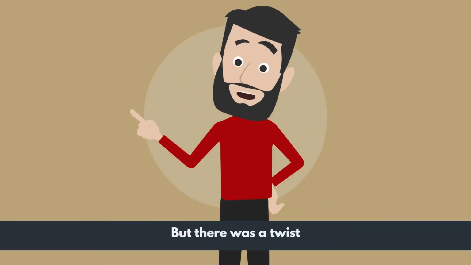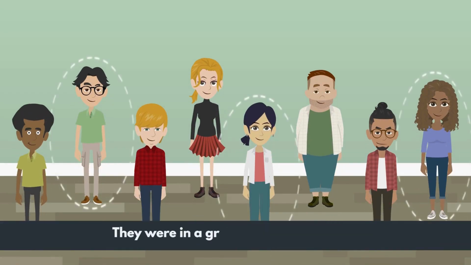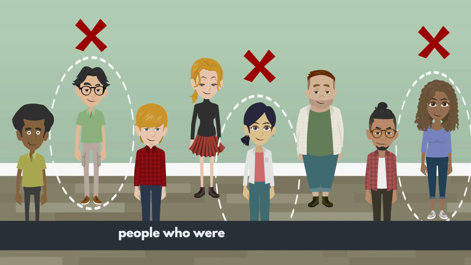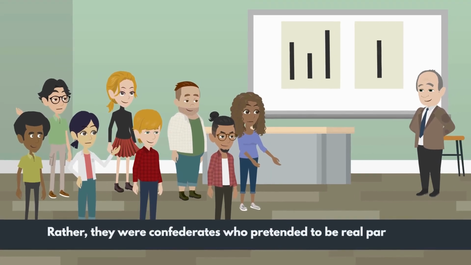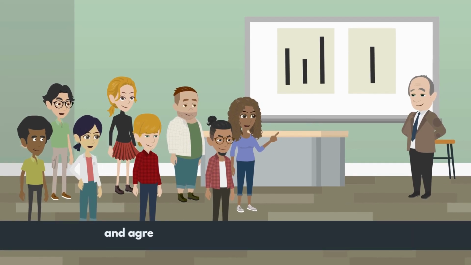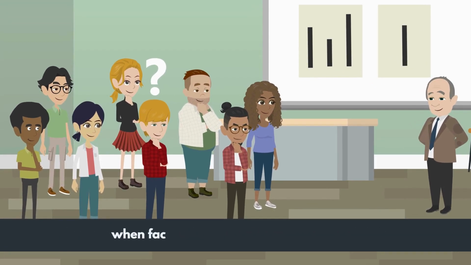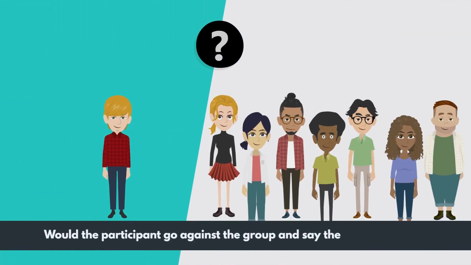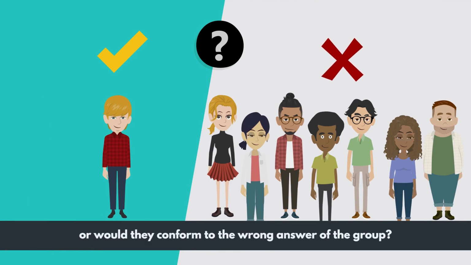But there was a twist. The people who did the task were not alone. They were in a group with other people who were not real participants. Rather, they were Confederates who pretended to be real participants and agreed to say the wrong answer on purpose. Asch wanted to see what the real participant would do when faced with a group of participants who purposely said the wrong answer. Would the participant go against the group and say the correct answer, or would they conform to the wrong answer of the group?